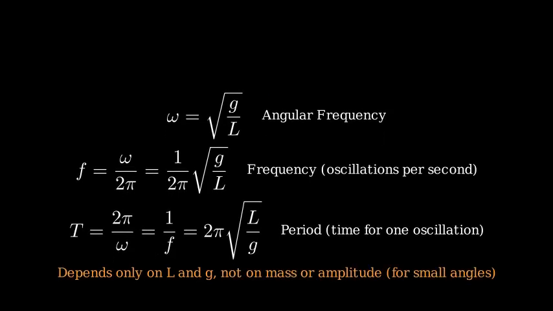Let's calculate the period of a simple pendulum with a length of 2 meters. Given length L equals 2 meters, acceleration due to gravity g equals 9.81 meters per second squared, using the period formula, T equals 2 pi times the square root of L over g. We get T equals 2 pi times the square root of 2 divided by 9.81. Computing this, we get a period of approximately 2.84 seconds. This means a complete back and forth swing takes 2.84 seconds.